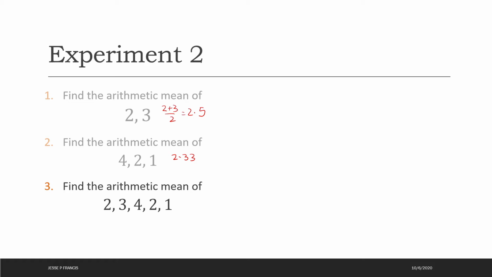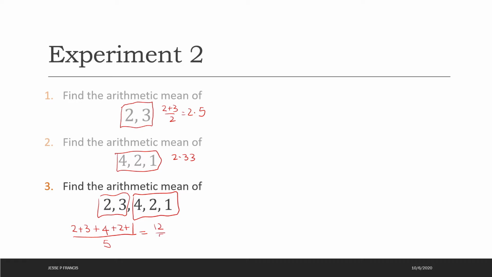Oh, find the arithmetic mean of 2, 3, 4, 2, 1. Hey, interesting. 2, 3 and 4, 2, 1. Anyway, they have asked us to find the arithmetic mean. So let's simply find it. 2 plus 3 plus 4 plus 2 plus 1 divided by 5 is equal to 12 by 5, which is equal to 2.4.